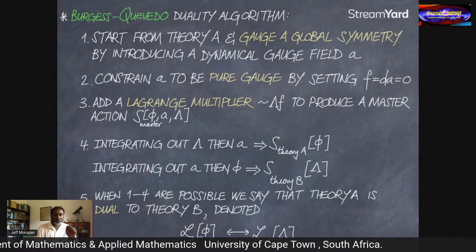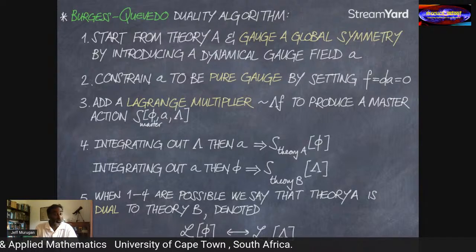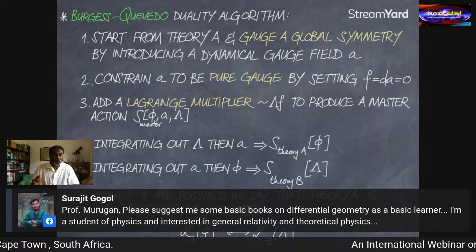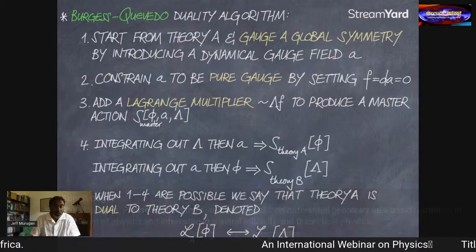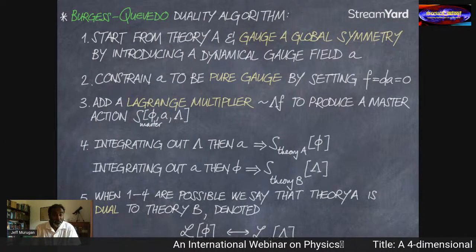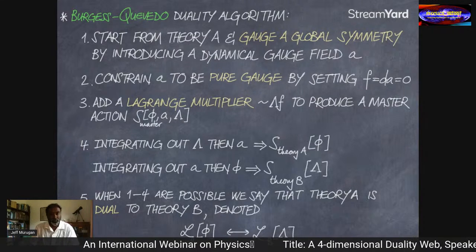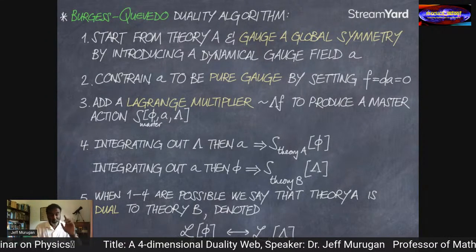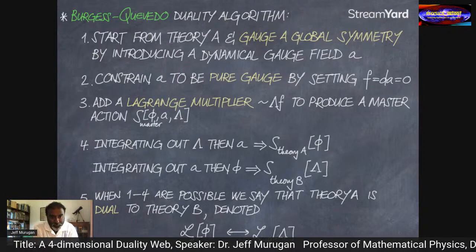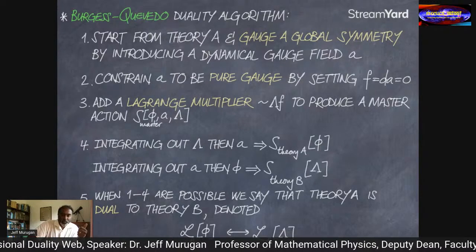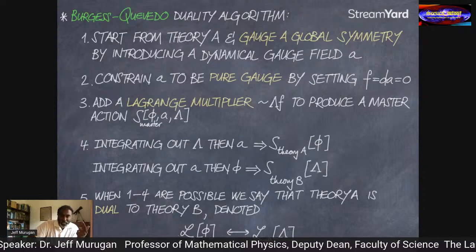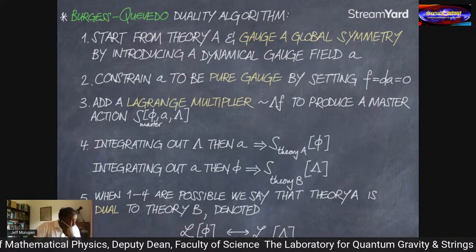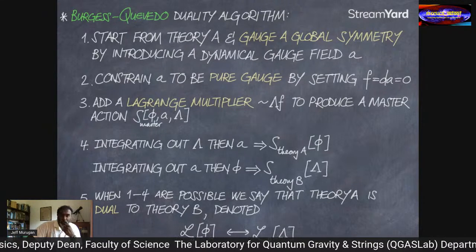If I integrate out lambda first, and then A, the gauge field, I end up with my original theory, theory A, which was a theory of just phi.